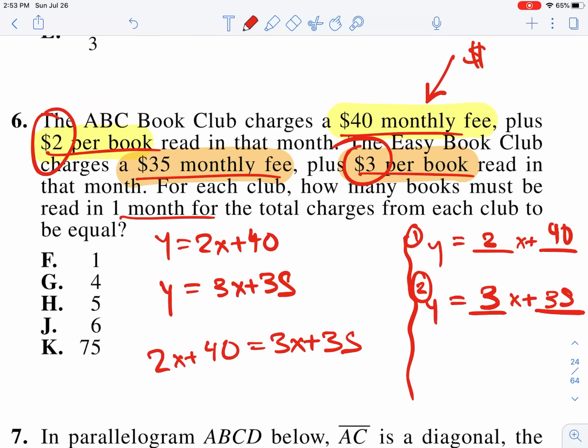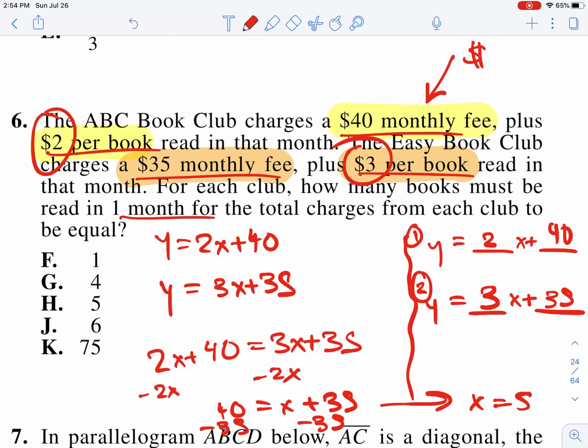Now it's just an algebra problem, so you can subtract 2x on both sides. So you get 40 equals x plus 35, and then we can subtract 35 on both sides. And so you'll get x equals 5, and your answer is H, which is x equals 5. So after 5 books, you will see that the cost will be equal.